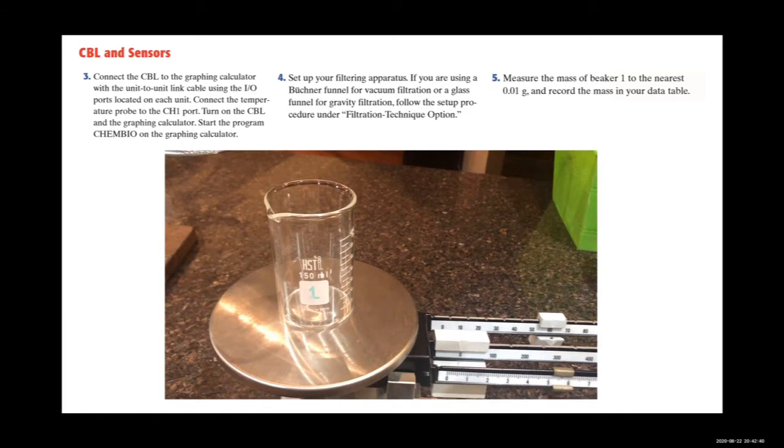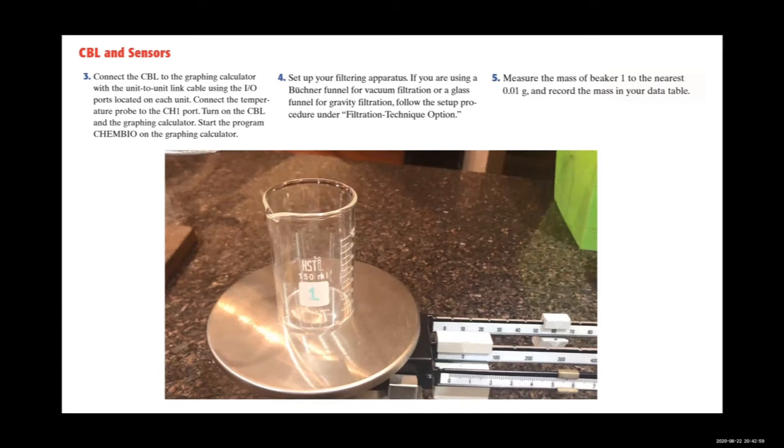If you are using a Buchner funnel for vacuum filtration or a glass funnel for gravity filtration, follow the setup procedure under filtration technique option. We just went over our filtering apparatus, but there are different options in the printed lab. Measure the mass of a beaker to the nearest 0.01 gram and record the mass in your data table.